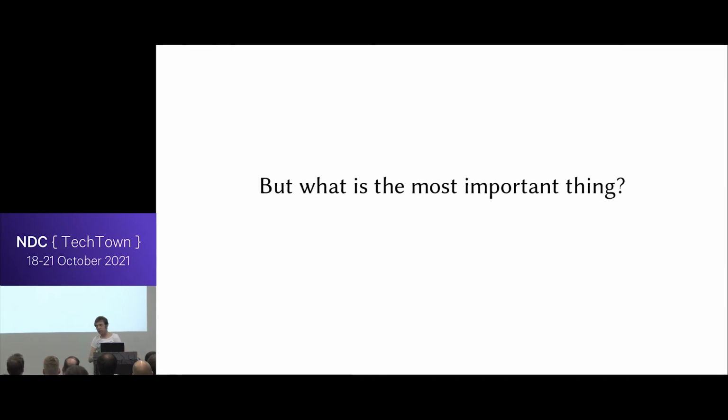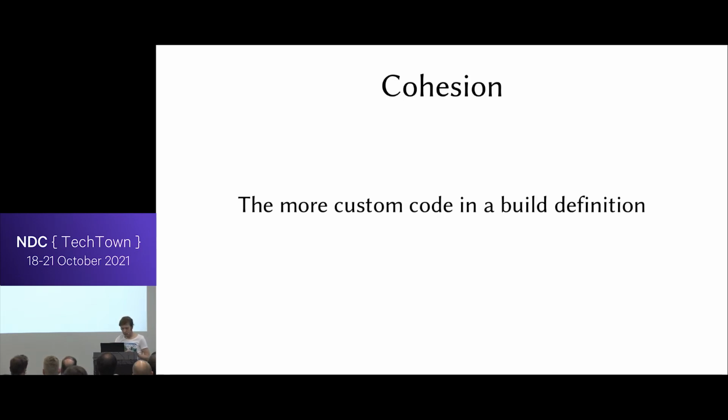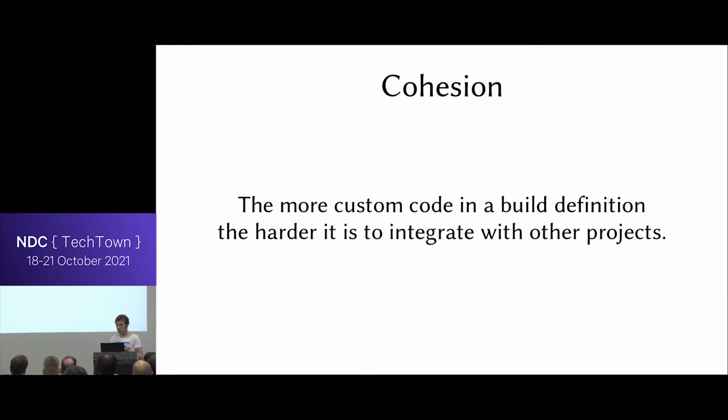But from all of these, what is the most important thing? Collating all these things together, the thing is actually cohesion. The more custom code you have in a build definition for any project, the harder it is to integrate with other projects.